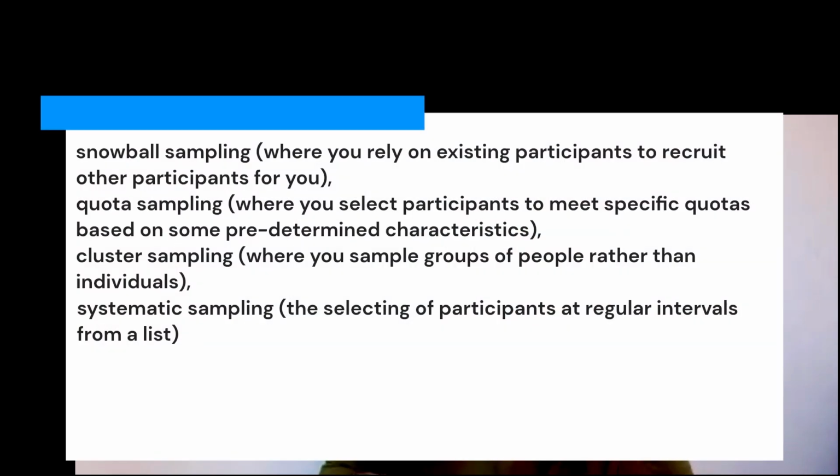You might hear about snowball sampling, where you rely on existing participants to recruit other participants for you, or quota sampling, where you select participants to meet specific quotas based on some predetermined characteristic. You may consider cluster sampling, where you sample groups or clusters of people rather than individuals. You may choose to use systematic sampling, the selecting of participants at regular intervals from a list, and more methods. In fact, I'll give you an example and use two different ones.